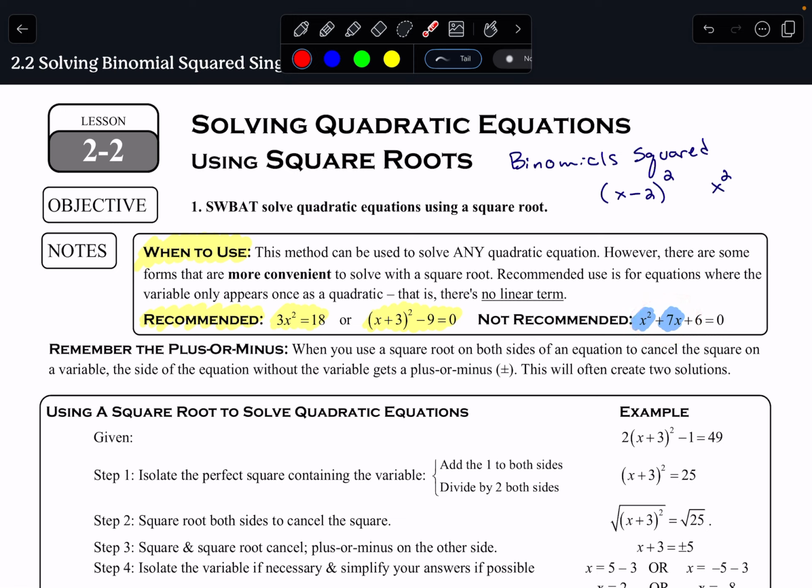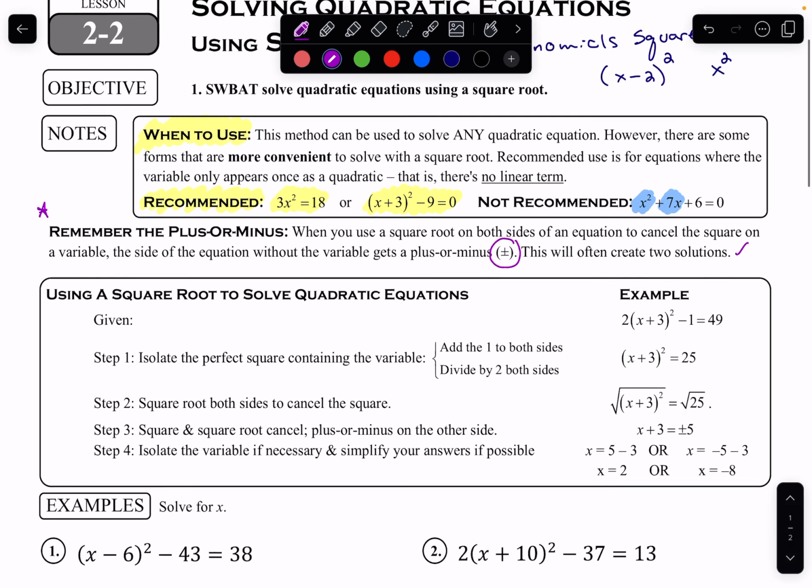So we're going to use the square root method similar to what we did last time, okay? And just a note that I need you to remember is that when we are solving equations and we use a square root on both sides, we get two answers. We get a positive answer and a negative answer. So a lot of the time we end up with two different solutions to the equation, all right? So let's take a look at what this looks like.